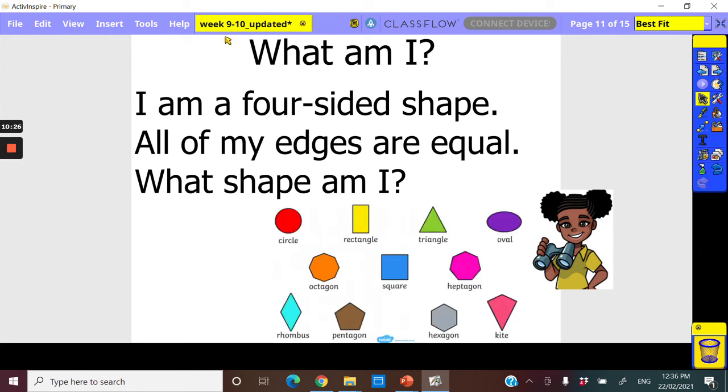What shape am I? I am a square. Four sides, 1, 2, 3, 4, and the length of each side is equal. Each side is the same length. Well done. I've tried to trick you, but some of you are just too clever. We've just run out of time again.